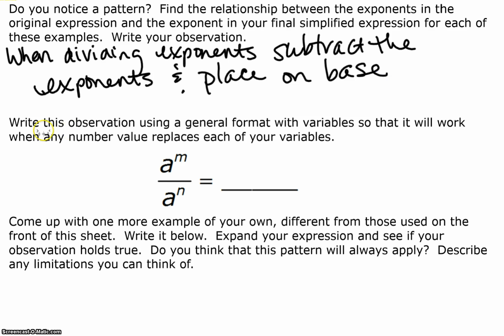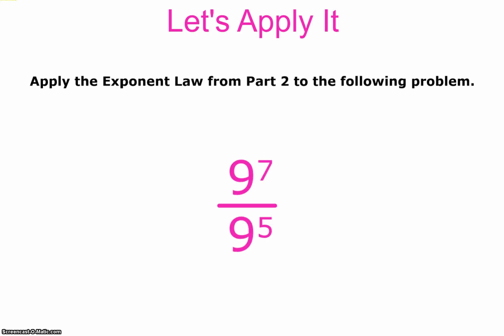So to use our observation, we're going to write a general format that will be used every time you need to divide exponents. We know that it's A to the M minus N, not 7, I'm sorry guys, M minus N. And if you use that every time, you will get the right answer. So now get out your notes. Apply the exponent law, A to the M minus N, to the following problems.